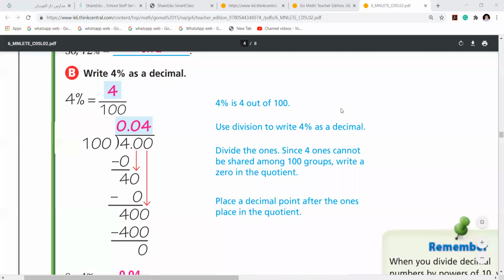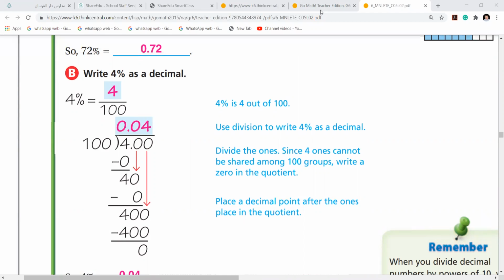Similarly, the second example we have 4 over 100. 400, you can write it as 0.04, girls. They are saying instead of that, if you don't know this way, you can do this way. But girls, this is very simple.